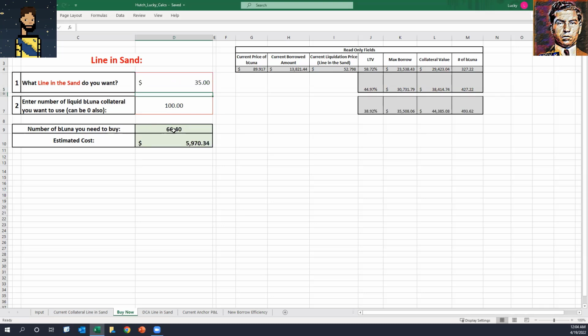So you would need an additional 66 bLUNA, for roughly $6,000, to get to that 35 at this moment. And that's in addition to the 100 you already have. And so obviously, if I took out this 100, you would need 166 at a total cost of $14,700. So awesome, man. This is so cool, this thing you built. Wow.